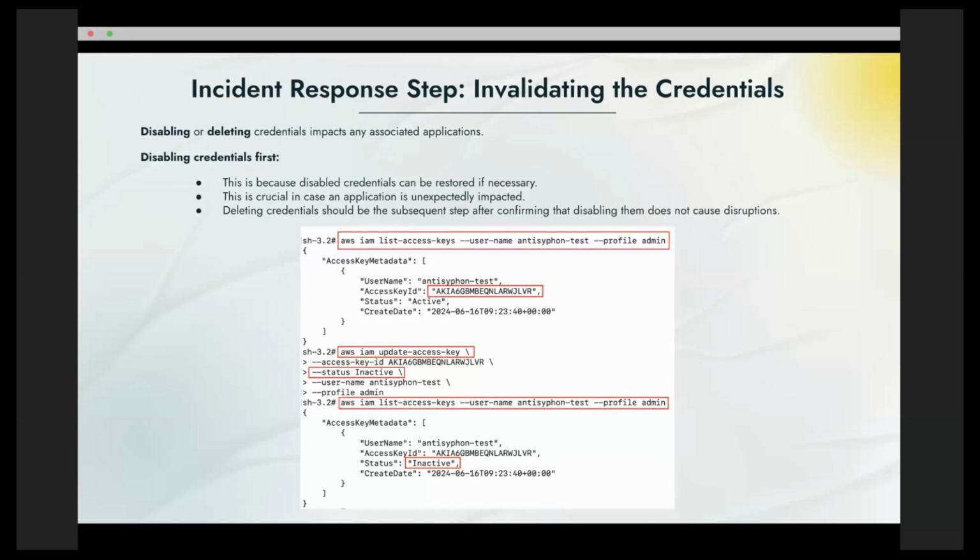For the purpose of this demo, let's assume that this is the access key ID which has been compromised, accidentally pushed to a public repository like GitHub. If we do list-access-keys for a particular IAM user called Antisyphon test, for this example, we see that the key is active. What we can do, from the AWS CLI itself, is use the update-access-key command, specify the access key ID, and set the status to Inactive. After running this command, we see the credentials are inactive. So this essentially disables the credentials.